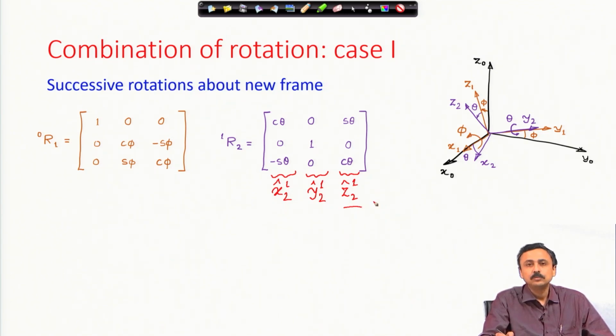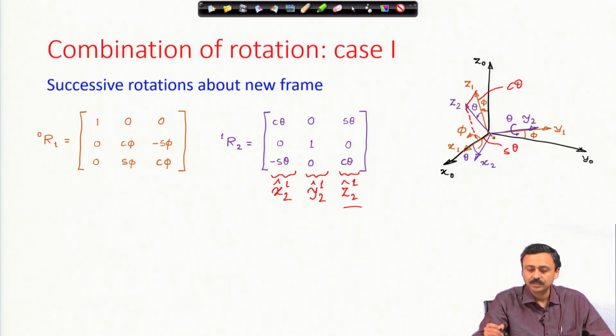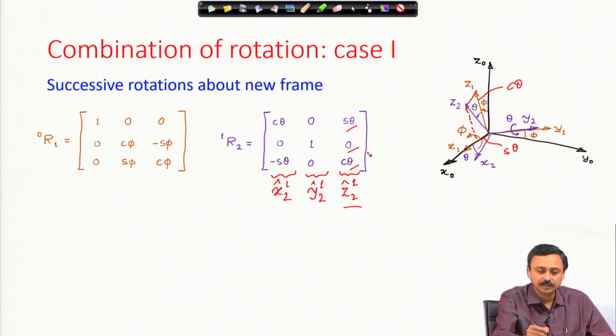Z2 in x1 y1 z1: this length must be cosine theta and this must be sine theta. The x1 component of z2 is sine theta, the y component is 0, of course, because it is a rotation about the y axis, and the z component is cosine theta.